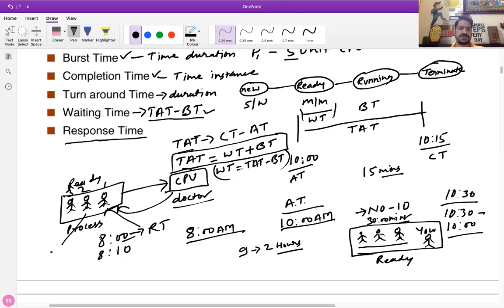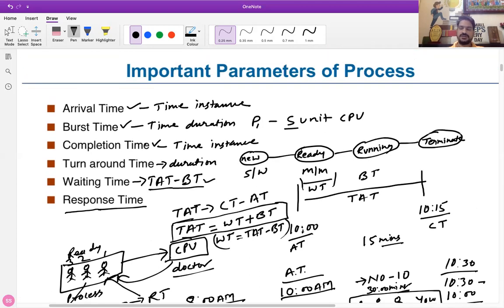Maybe this particular patient is responded to at 8:10, because at 8:10 the previous patient goes out of the chamber and this patient goes into the chamber. So 8:10 is the response time for this particular process or patient. Are you getting it? The first time a process is allocated the CPU is called response time. So I think you all understood the different times related to a process.